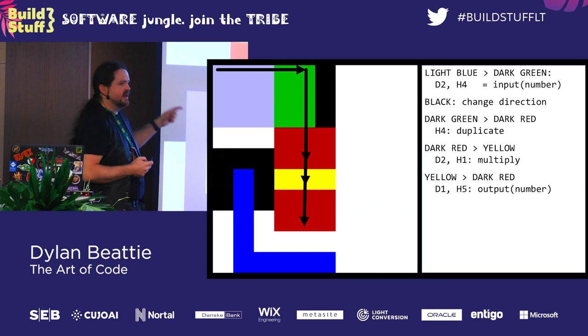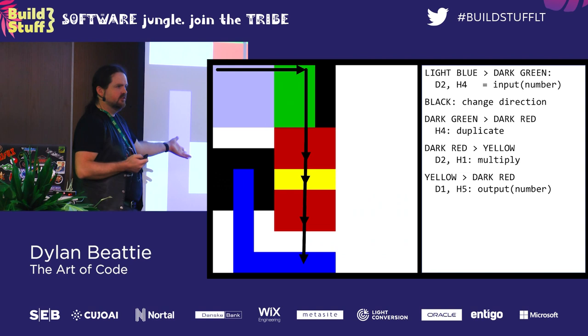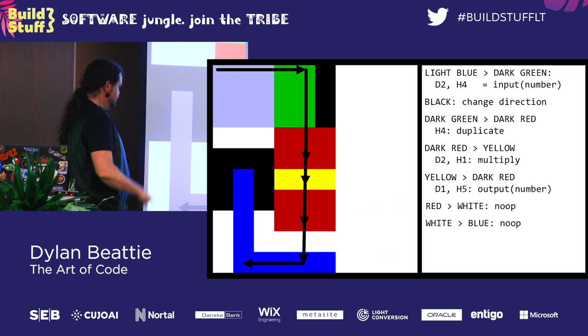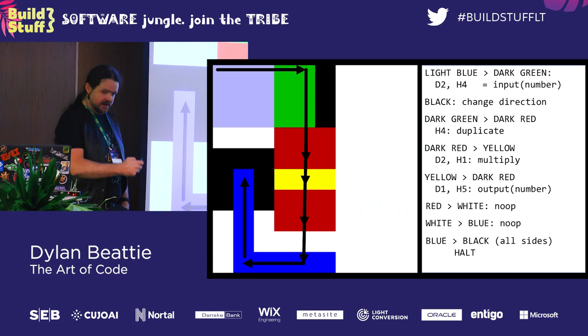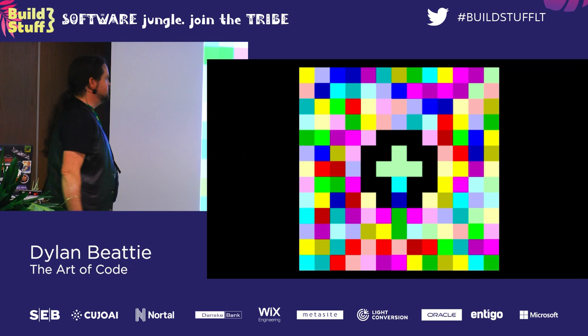Yellow into dark red, output whatever's on the stack. So we've squared these numbers, now we print the output. Anything that crosses white is a no-op, no operation. When we get to the edge of the grid here, we change direction. We keep moving inside this blue thing until we end up with black on all sides, and that means halt. The program is finished. This is Hello World in Piet.